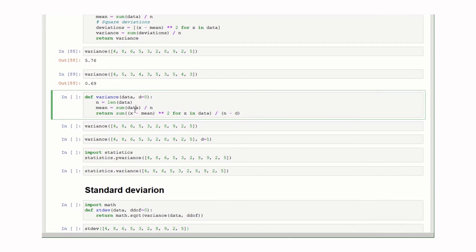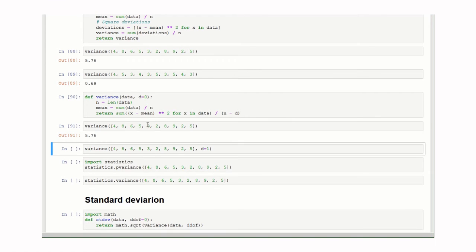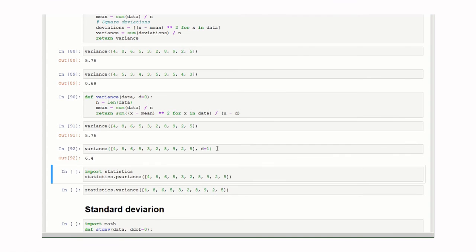Let's use this function to calculate the variance for the sample and population. Let's pass this dataset to the above function. Here we are not passing any extra parameter, so the calculation will become deviation divided by the total number of elements, which is the variance for the population. Here we are passing an extra parameter d equal to 1, so the calculation will become deviation divided by the total number of elements minus 1, which is the variance for the sample.